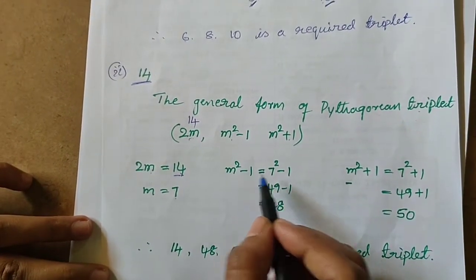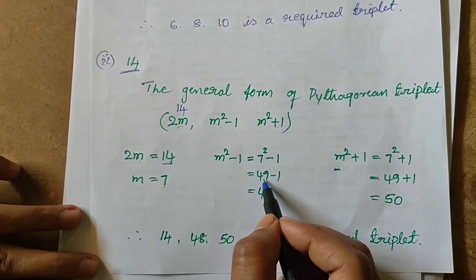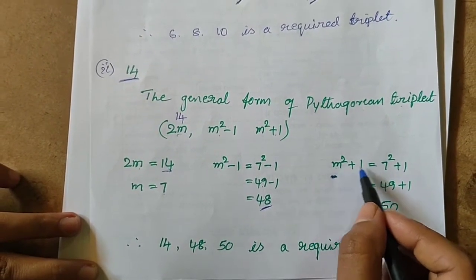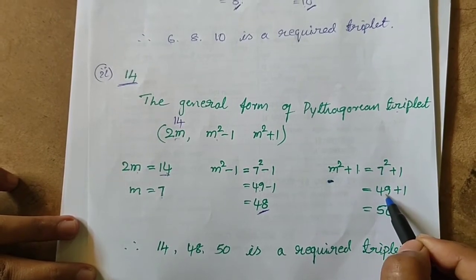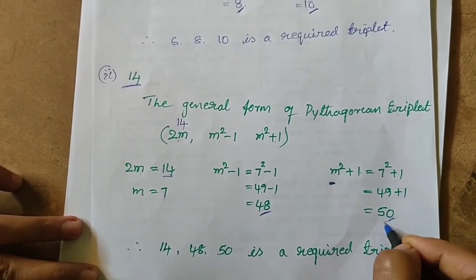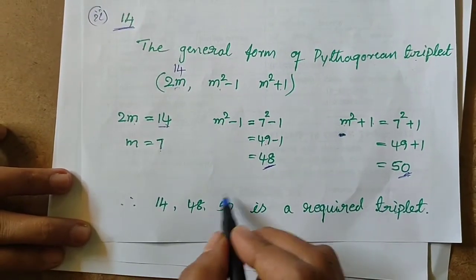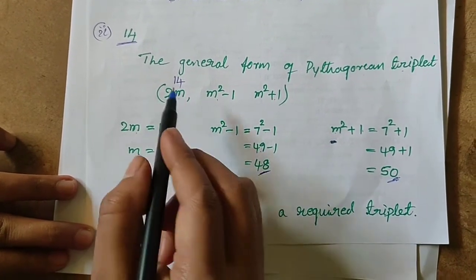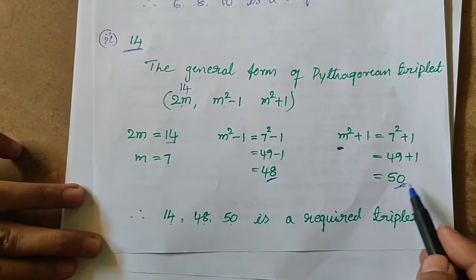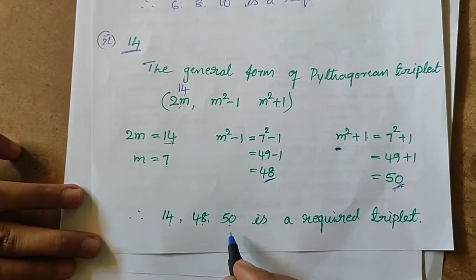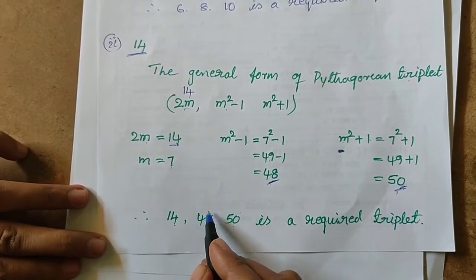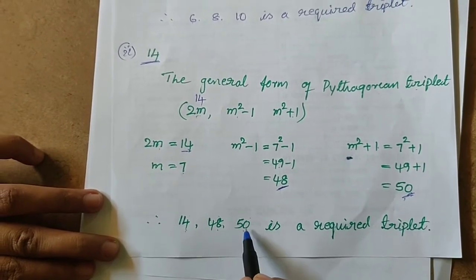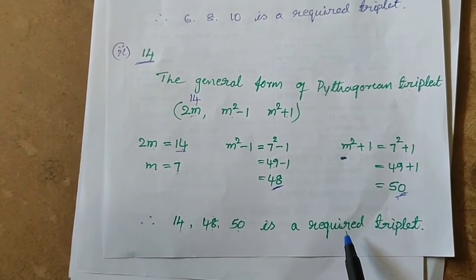Next find m square minus 1. m equals 7, 7 square is 49, minus 1 is 48. Similarly, find m square plus 1. 7 square is 49, 49 plus 1 is 50. So, here also you can check: the larger number is 50, the other two numbers are 14 and 48. Therefore, the first member is 14, second member is 48 and third member is 50. You can use the Pythagoras theorem: square of the hypotenuse equals the sum of the squares of the other two sides. You can check it and verify whether 14, 48 and 50 is a Pythagorean triplet or not.